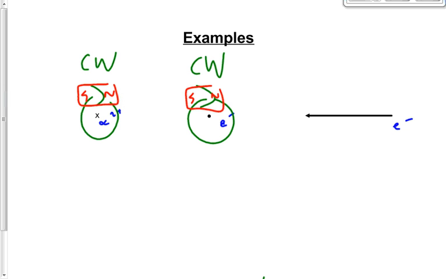Where are they now? Behind it. Which way do they point? Up toward the top of the page. So the magnetic field goes around like this: out of the page, down the page, into the page, and up toward the top of the page. That makes sense?